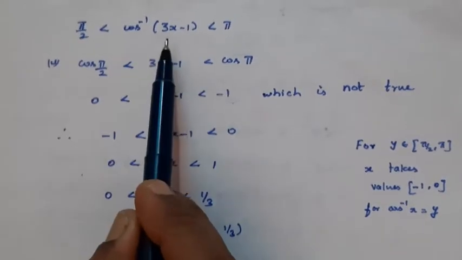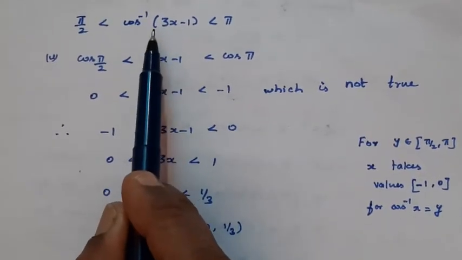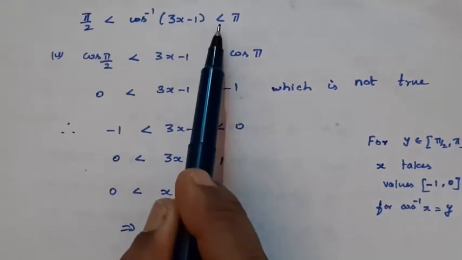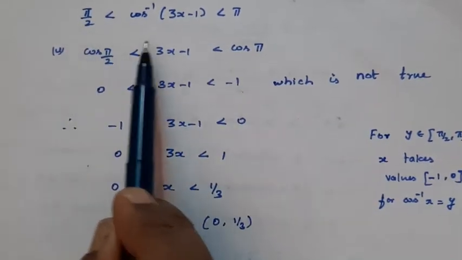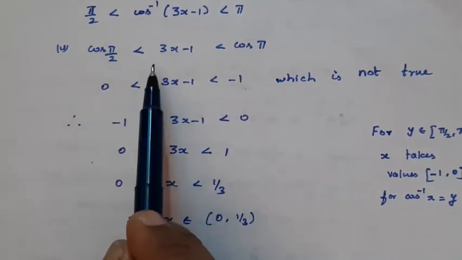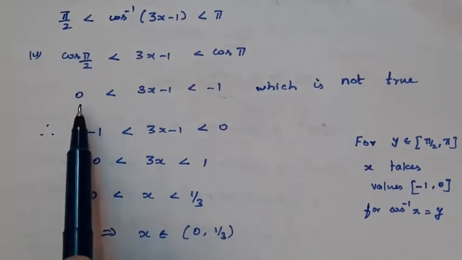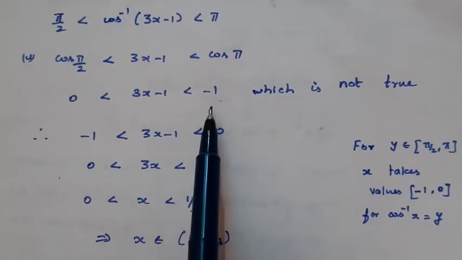Okay. So you are going to find out for what value of x this angle cos inverse of 3x minus 1 lies between pi by 2 and pi. Okay. So if you take cos throughout, we have cos pi by 2 less than 3x minus 1 less than cos pi. The value of cos 90 is 0 and the value of cos 180, that is cos pi, is minus 1.